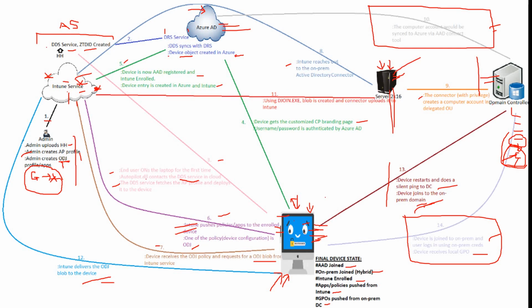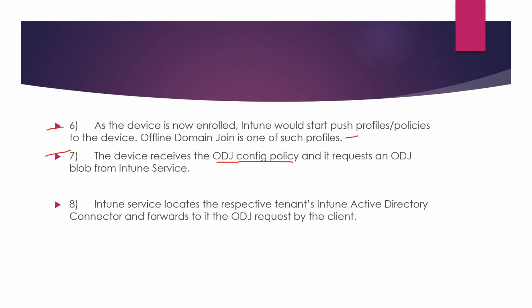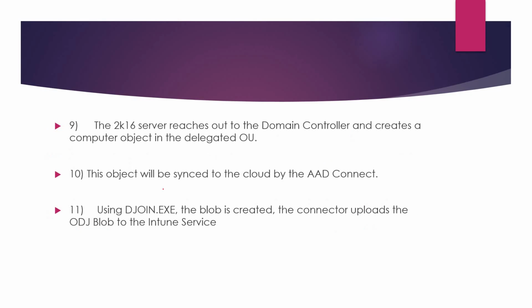The Intune service will reach out to this server, which is like a man in the middle, and this server will reach out to the domain controller. Over here, in step 8, the Intune service locates the respective tenant's Intune Active Directory connector. This connector is what we are installing in that 2K16 server, and it will forward the ODJ request by the client to that connector. The 2K16 server reaches out to the domain controller and creates a computer object in the delegated OU. The object will be synced. This is the step 10 that we talked about. The object will be synced to Azure by Azure AD Connect whenever the next sync happens.